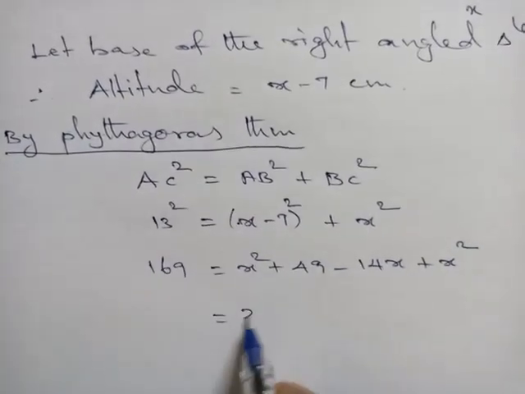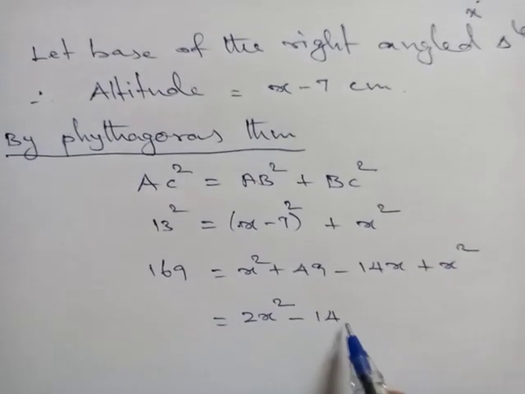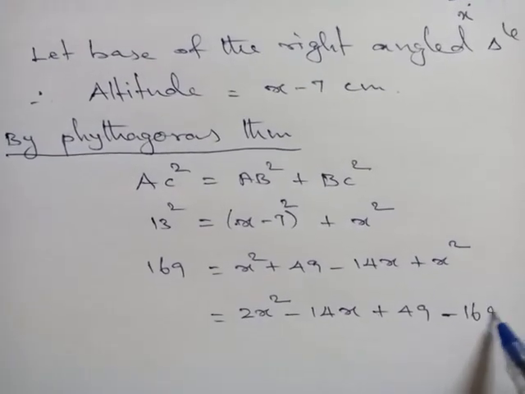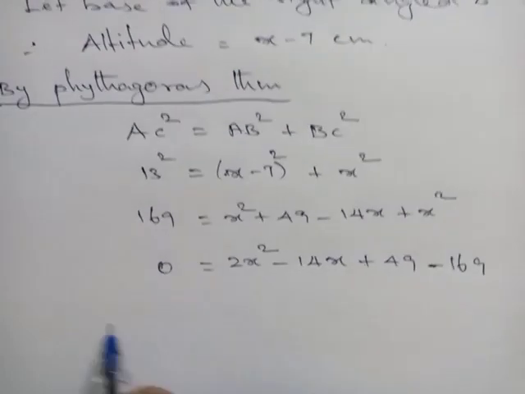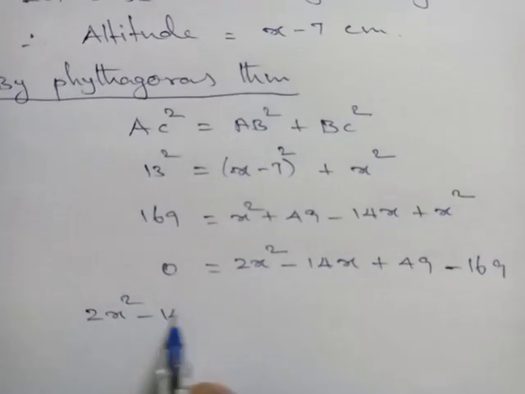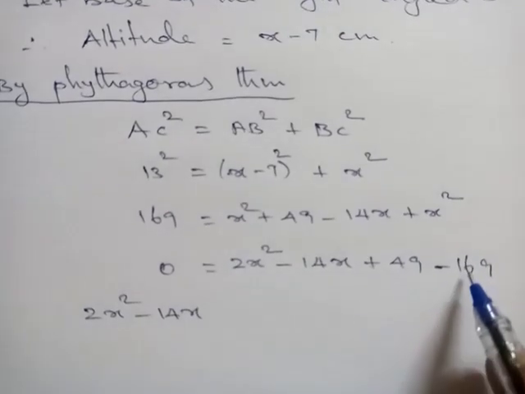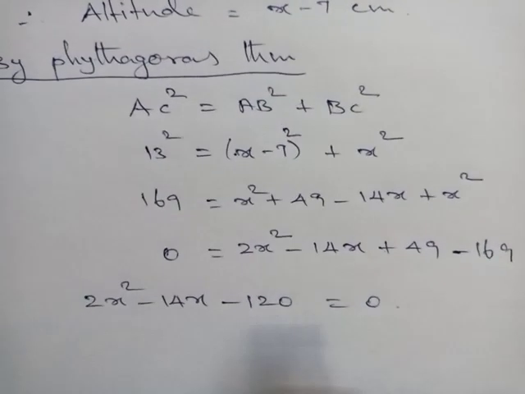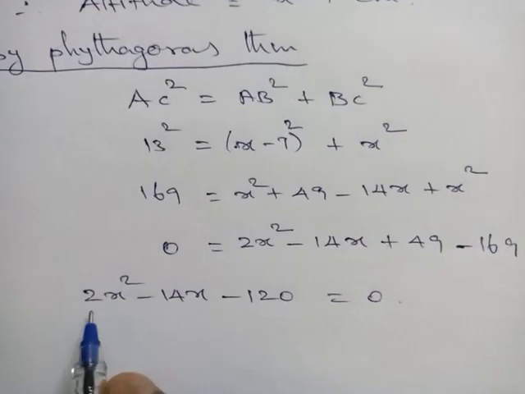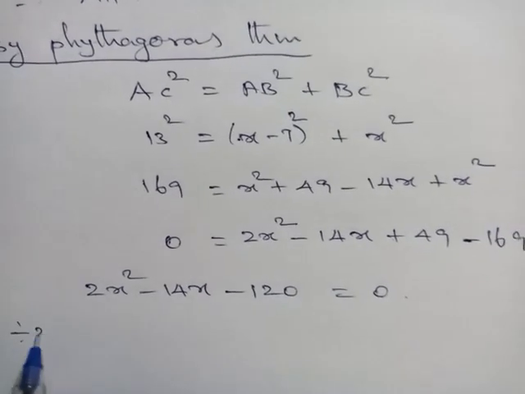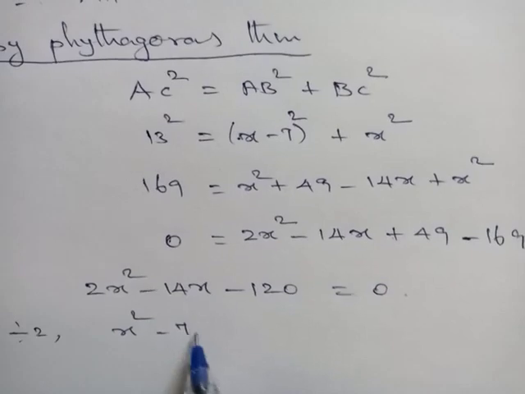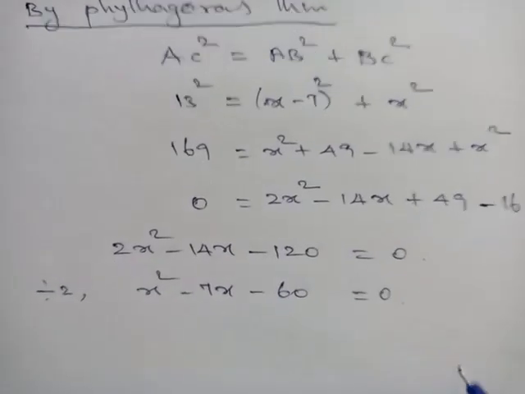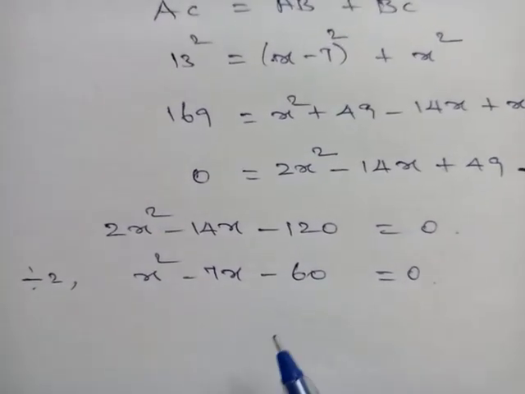So this is nothing but 2x square minus 14x plus 49. 169 you bring this side, minus 169, this becomes 0. So that is 2x square minus 14x, 49 minus 169 is minus 120, right? Minus 120 is equal to 0. So now we can divide this by 2 because 2 is common everywhere. So x square minus 7x minus 60 is equal to 0. This is the quadratic equation. If you solve this quadratic equation, we will get the x value.